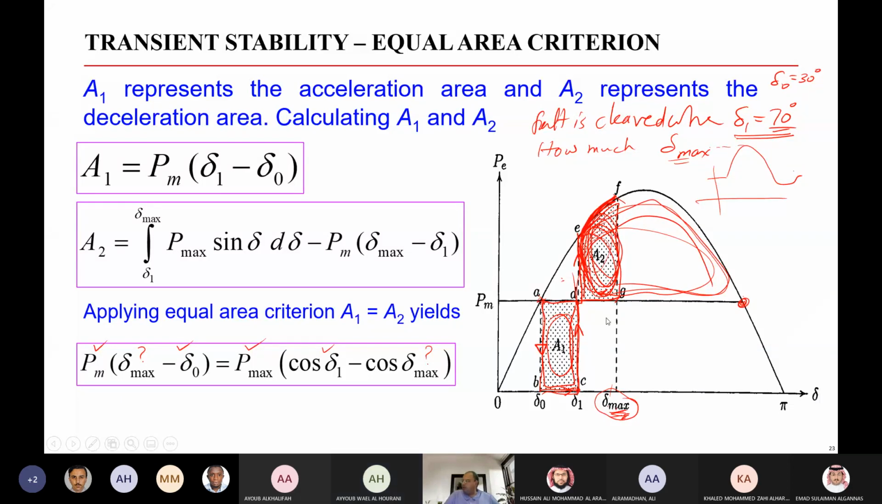Okay, Hussein Ali, do you have a question? Yes, Doctor, I have a question. Could the critical clearing angle be more than 90 degrees or pi over 2?